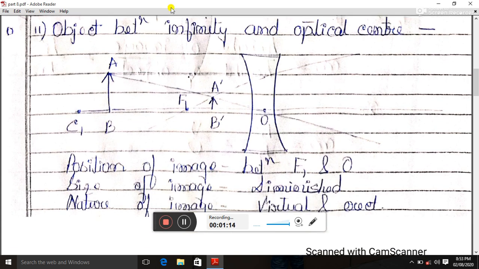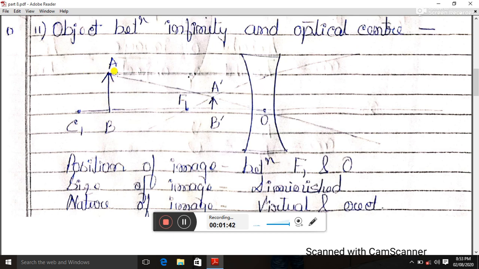Here the second case is when the object is between infinity and the optical center. So this is my object. When a ray comes parallel to the principal axis, it suffers refraction and moves away from the lens.